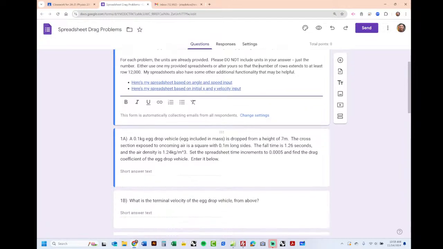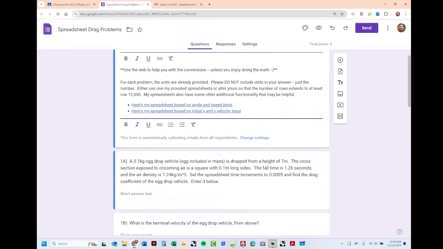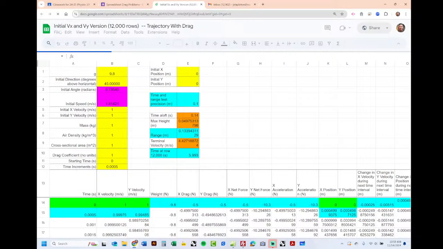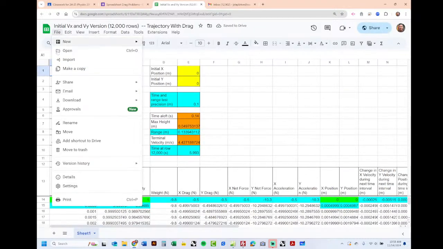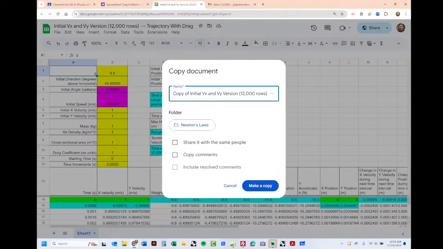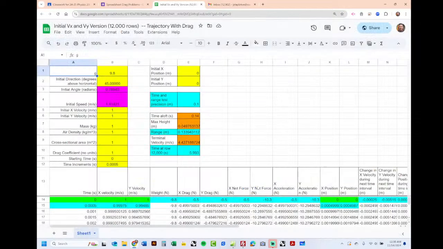All right, number 1, 0.1 kilogram egg drop vehicle, drop from a height of 7 meters, and so on. I'm supposed to find the drag coefficient of the egg drop vehicle. So if this is just dropped, I could use either of these spreadsheets. I think I'll just use the one with the X and Y velocity input. So opening this up, and I'm going to make a copy. I've got so many copies, I just want to tell them apart. I don't want to mess up the original one there.